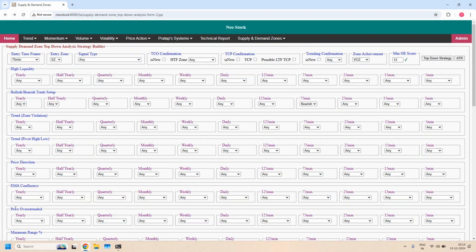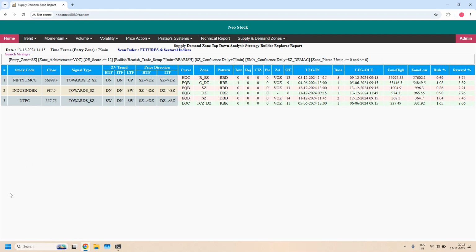Let's verify. In the EMA confluence at a daily time frame, why daily? Because 75 minute supply zone is part of the daily supply zone and daily trend is down. That's why, with the daily supply zone having daily EMA confluence filter, we got 3 stocks. These 3 are even more high probability trade setup supported 75 minute supply zones supporting weekly income trade, bearish trade setup. This is based on LTF and ITF confluence and EMA confluence.